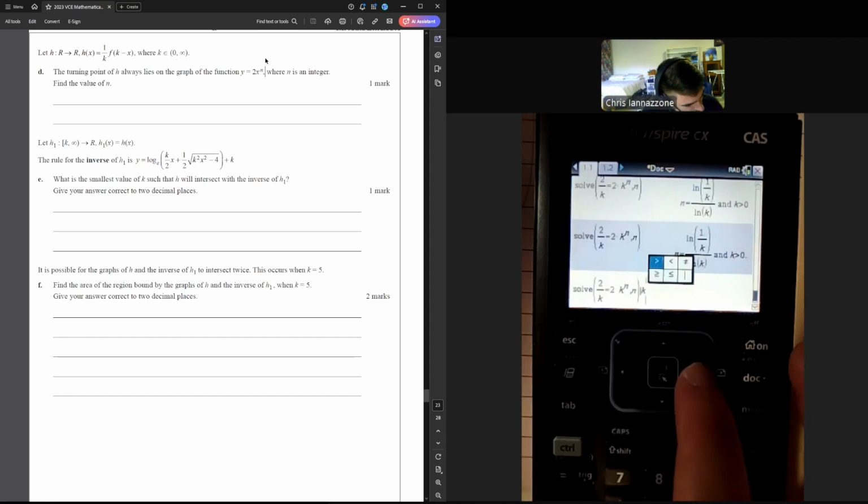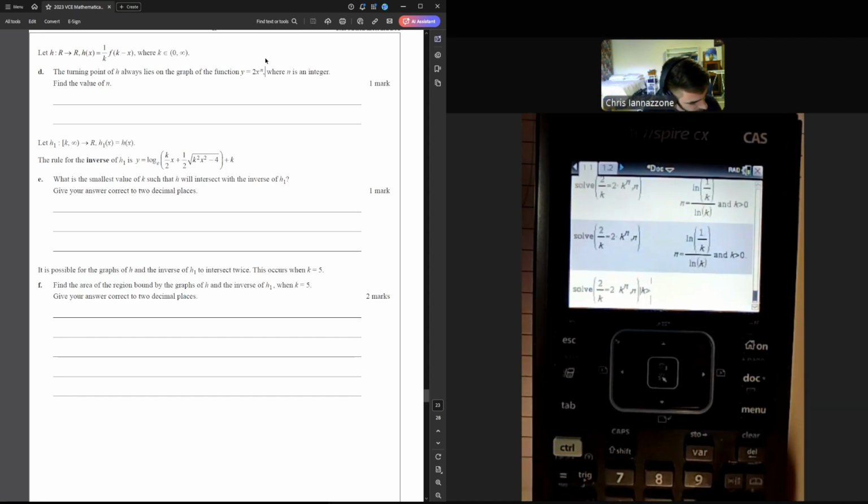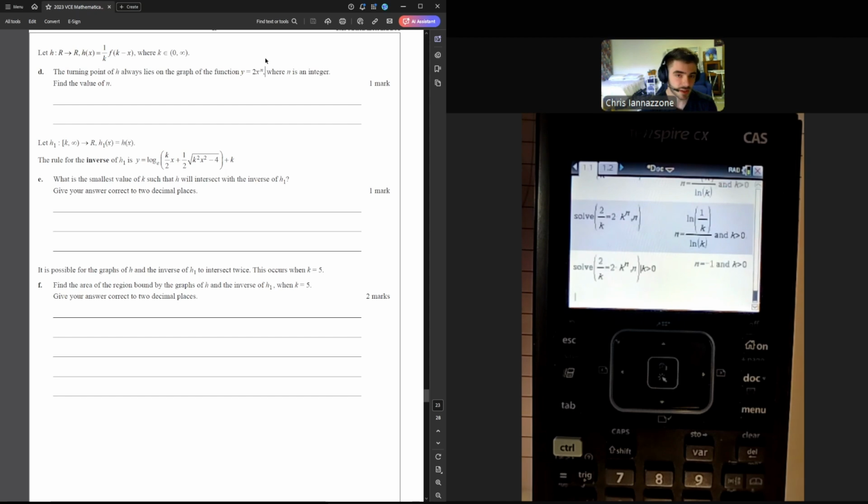So we say given k greater than 0, hit enter one more time, and that's going to finally give you the solution that we needed, which is n equals -1.